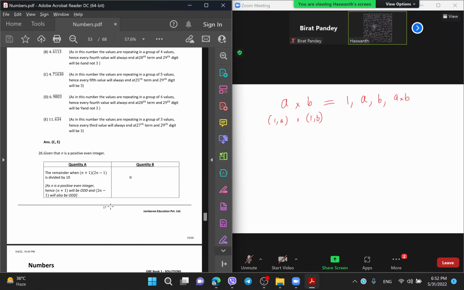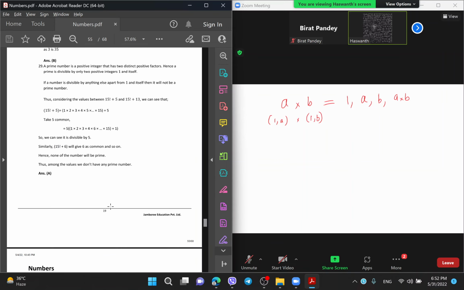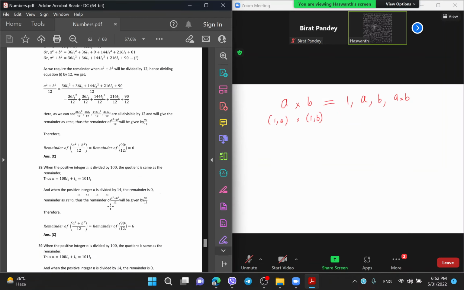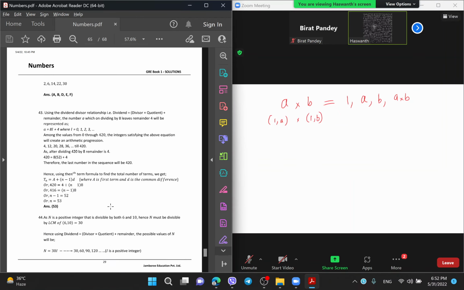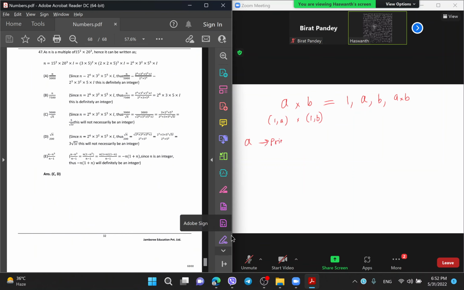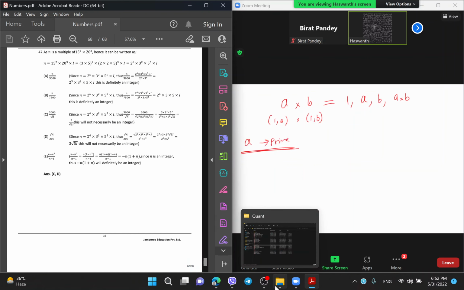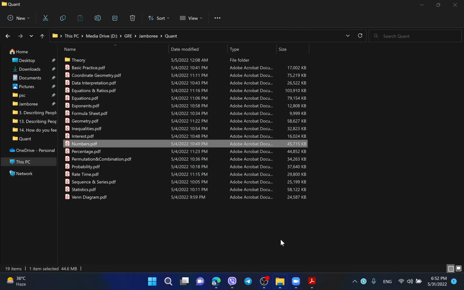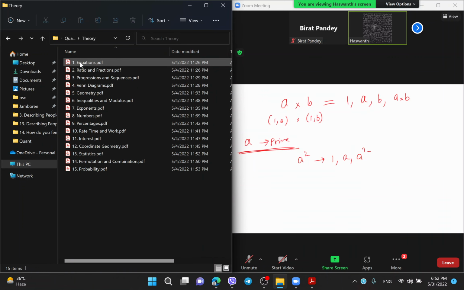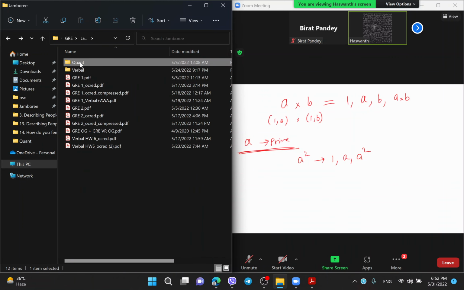So let's see an important idea here. Consider a number a which is prime. If a is a prime number, a square will have three positive factors: 1, a, a square. A into a gives us a square, 1 into a square gives us a square.